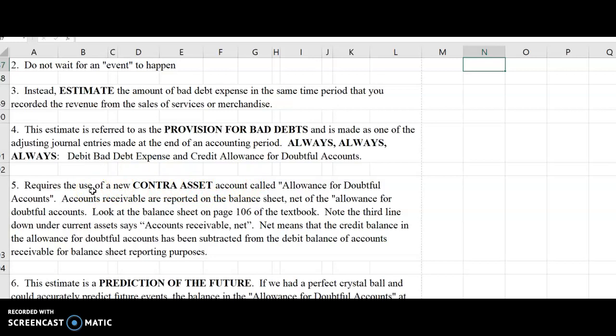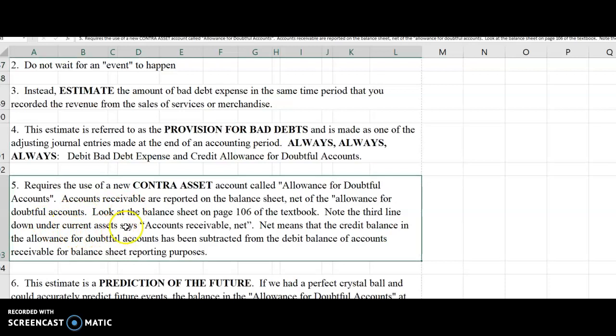It attaches itself to accounts receivable and has the opposite normal balance. And accounts receivable are reported net of the allowance for doubtful accounts on the balance sheet. Turn to page 106 of your textbook and look at the balance sheet on that page. Note that the third line down under current assets says accounts receivable net. Net means that the credit balance in the allowance for doubtful accounts has been subtracted from the debit balance of accounts receivable for balance sheet reporting purposes.